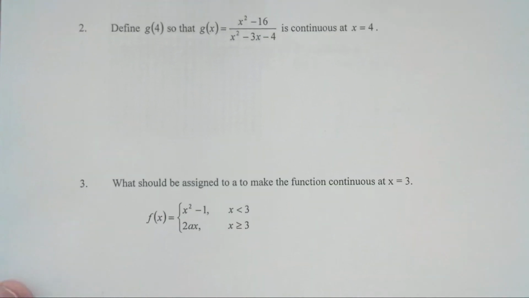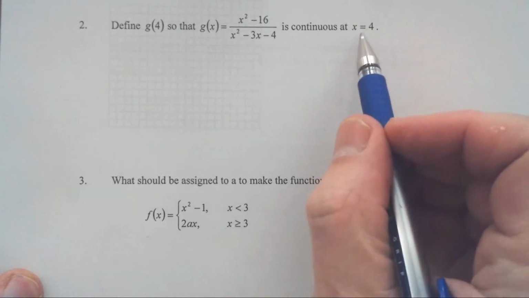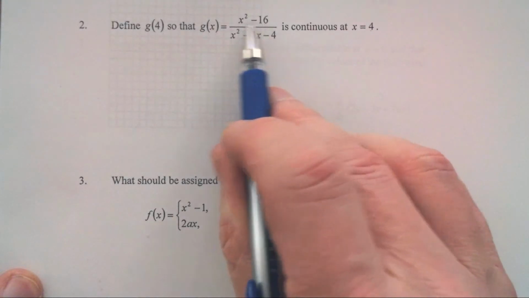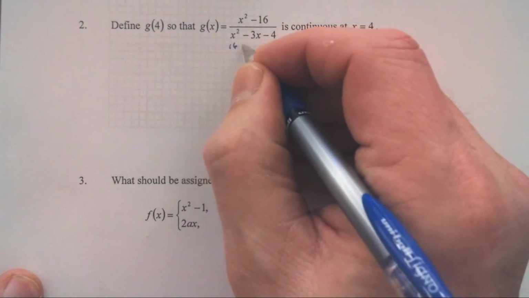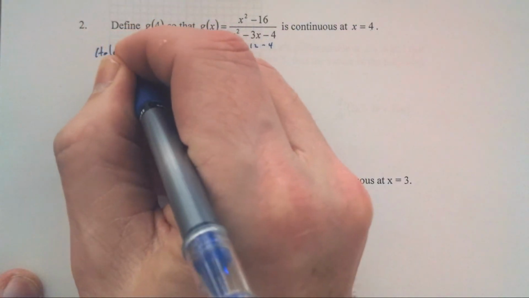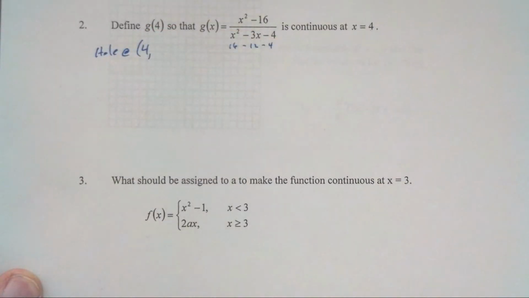All right, number 2. Define g of 4 so that this is continuous at 4. Well, that suggests it's not continuous. Let's see. Put in 4, get out 0 in the numerator. Put in 4, get 16 minus 12 minus 4, get out 0. So once again, we have a hole in this graph at 4 something. Good question would be, at 4 what?